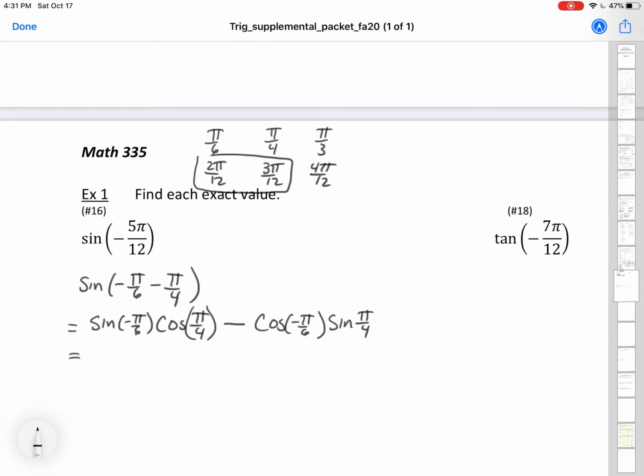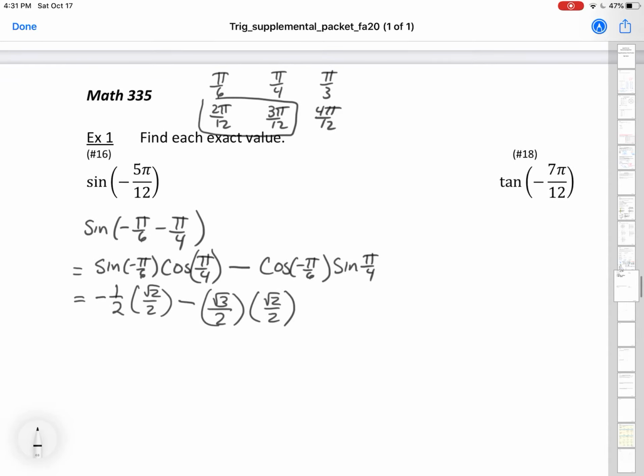So what is this? Sine of negative pi over 6. That's a fourth quadrant angle, so that's going to be negative. Pi over 6 is 1/2. Cosine of pi over 4, root 2 over 2. Minus cosine of negative pi over 6. That's a fourth quadrant angle, so cosine's positive, so positive root 3 over 2. And sine of pi over 4, root 2 over 2. So again, if you're not able to say root 3 over 2 really quickly, you need to spend some time there. Negative root 2, right? Negative 1 times root 2 is negative root 2 over 4 minus root 6 all over 4.